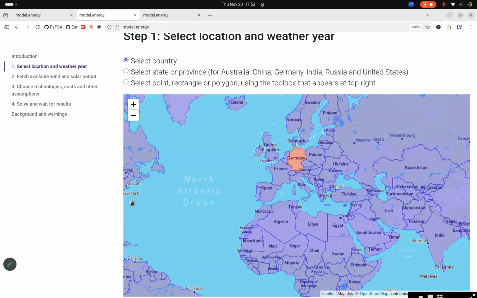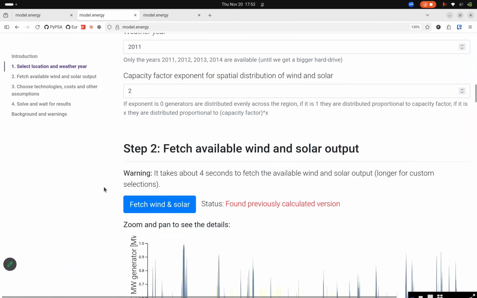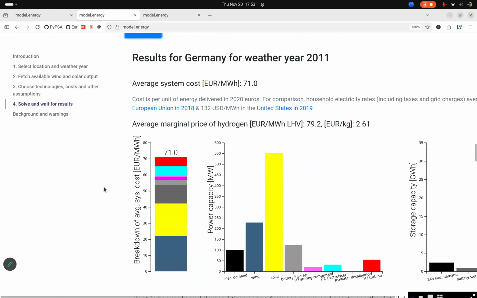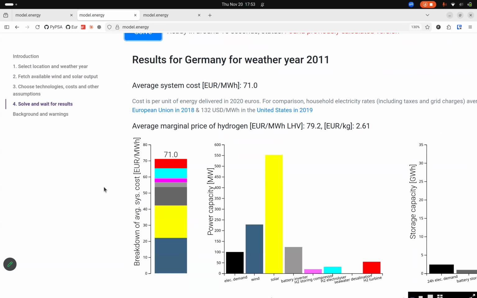Okay. So it's actually much more than 10%, going down to 71 euros per megawatt hour. So that's more than 20%, actually.